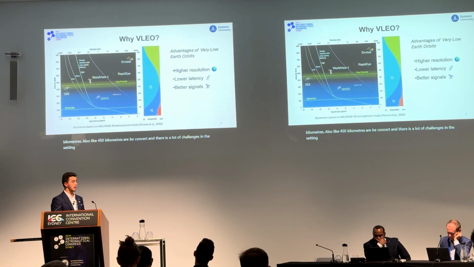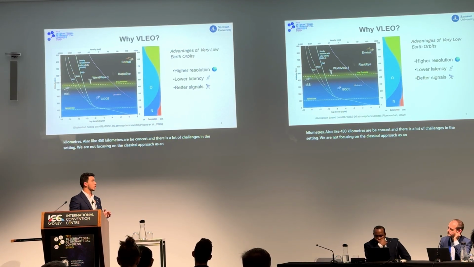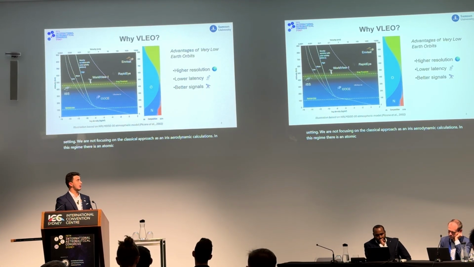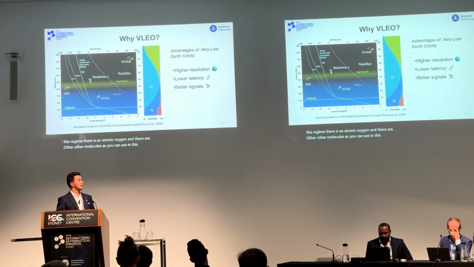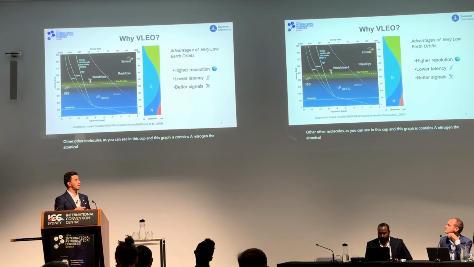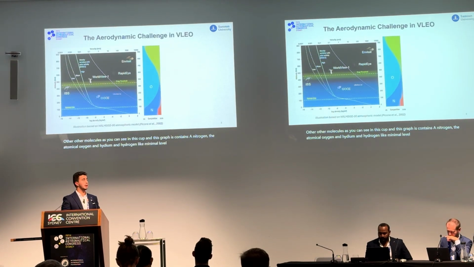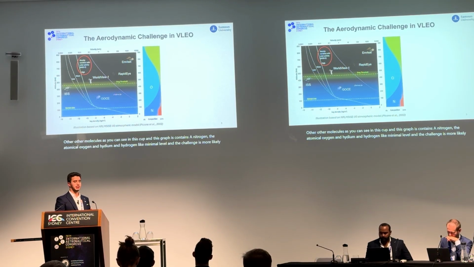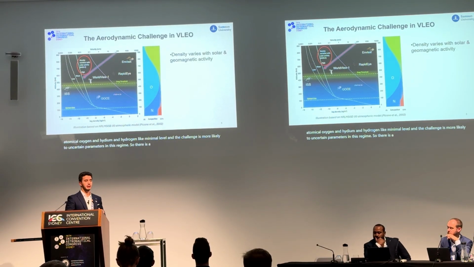We are not focused on the classical approach to aerodynamic calculations. In this regime, there is atomic oxygen and there are other molecules, as you can see in this graph. The graph contains nitrogen, atomic oxygen, and helium and hydrogen at minimal levels. The challenge is more likely due to uncertain parameters in this regime. So there is a solar variation in this regime.